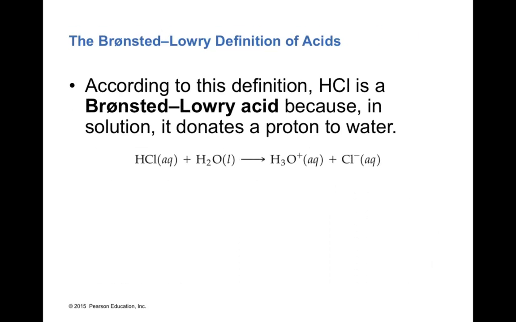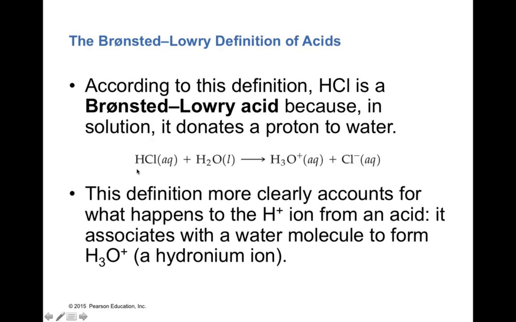According to this definition, HCl is a Brønsted-Lowry acid because in solution it donates a proton to water. So we have HCl here and H2O here. The HCl donates that proton to water, and now we will have H3O positive and the chloride ion. Because the HCl donates this hydrogen to the water, the HCl is a Brønsted-Lowry acid. This definition more clearly accounts for what happens to the proton ion from an acid when it associates with a water molecule to form H3O+, or hydronium ion.